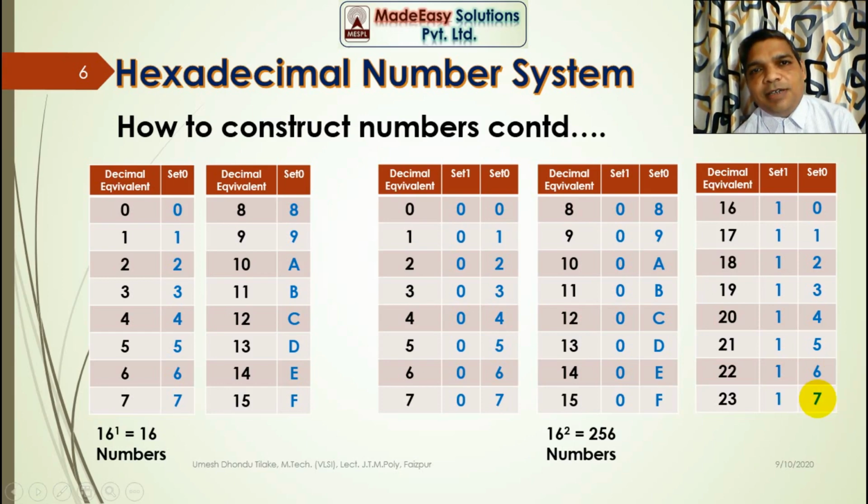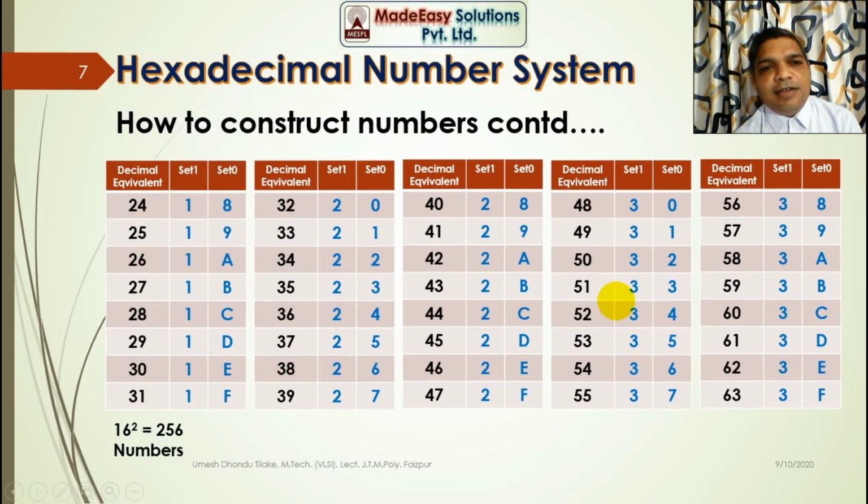7 is not the final digit, so let us see on the next slide. Here 8, 9 up to F. So we have used 1 up to F. Now after 1F we come across 20. How 20? Again in set 0 all the digits are repeated right from 0 to 7 and 8 to F, and in that case the next digit to 1, that is 2, is used in set 1. So 2 is used and kept constant until the final digit of set 0.